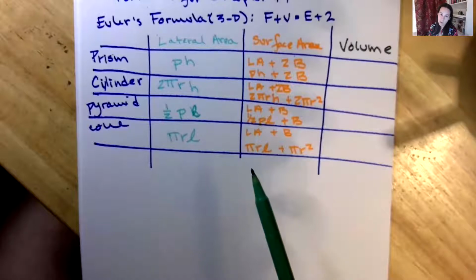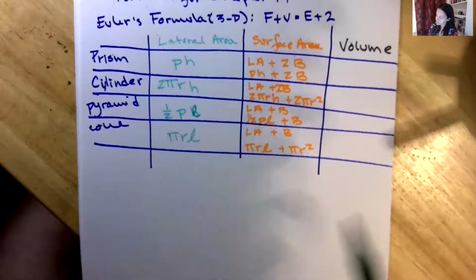Okay, so now we're going to turn to volume. Today we'll do volume of prisms and cylinders. The next lesson will be for pyramids and cones. And then the final lesson of this chapter is going to be on spheres. Okay, so the volume of a prism.